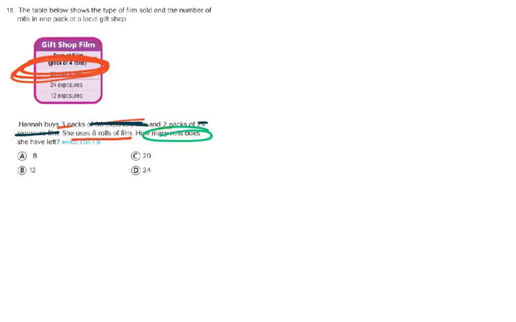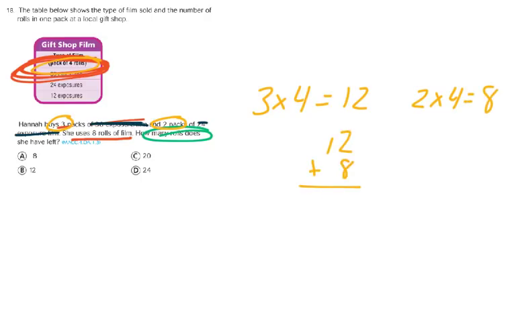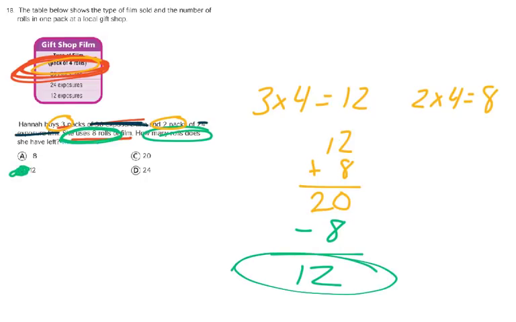Okay? So, if she buys 3 packs of 4 rolls, that's 3 times 4, and that's 12. And then she buys 2 packs of 4 rolls, so that's 2 times 4, and that's 8. And I add 12 plus 8, and I get 20. And that's where a lot of you guys stopped. Most of you got to 20, and then you stopped. Now, it says she uses 8 rolls. So I have to subtract 8 from 20. How many does she have left? She has 12.